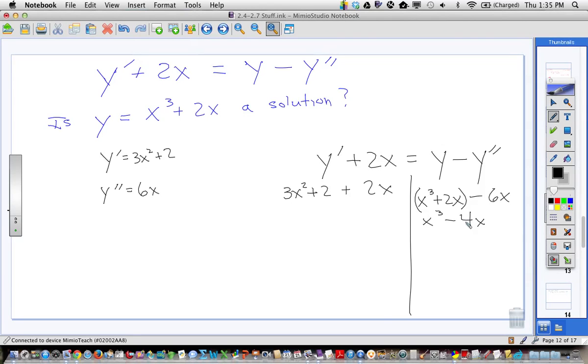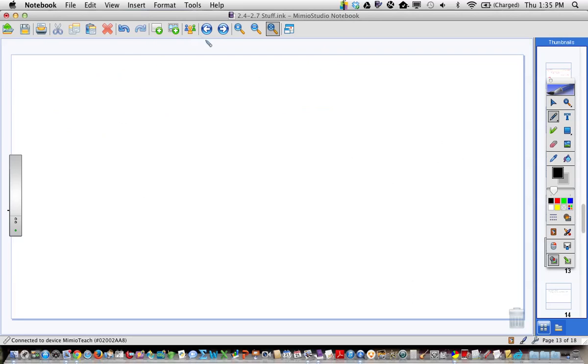Are the two sides equal? No. Not a solution. There you go. Not a solution. The two sides were not equal. Okay? So that's what that looks like. All right. Last one.